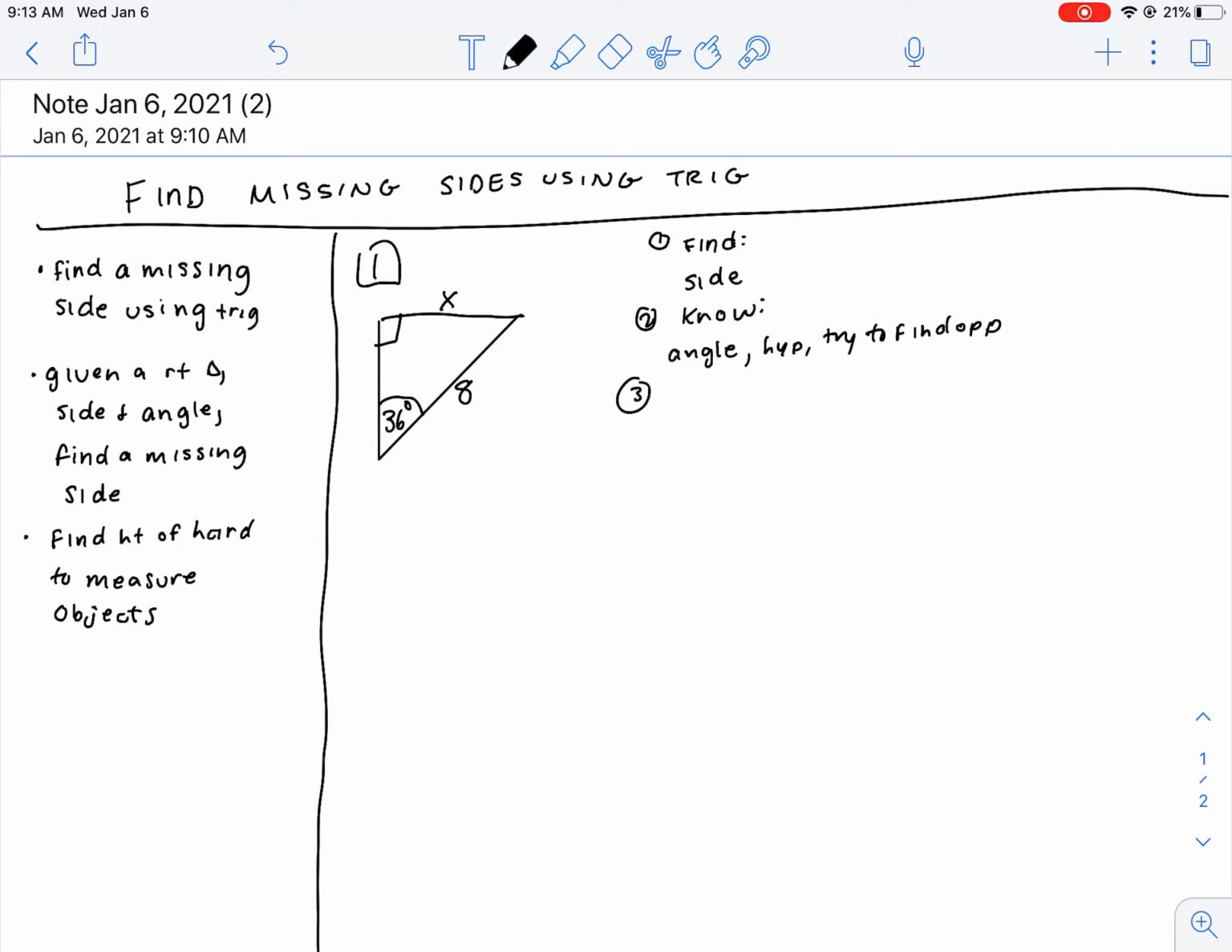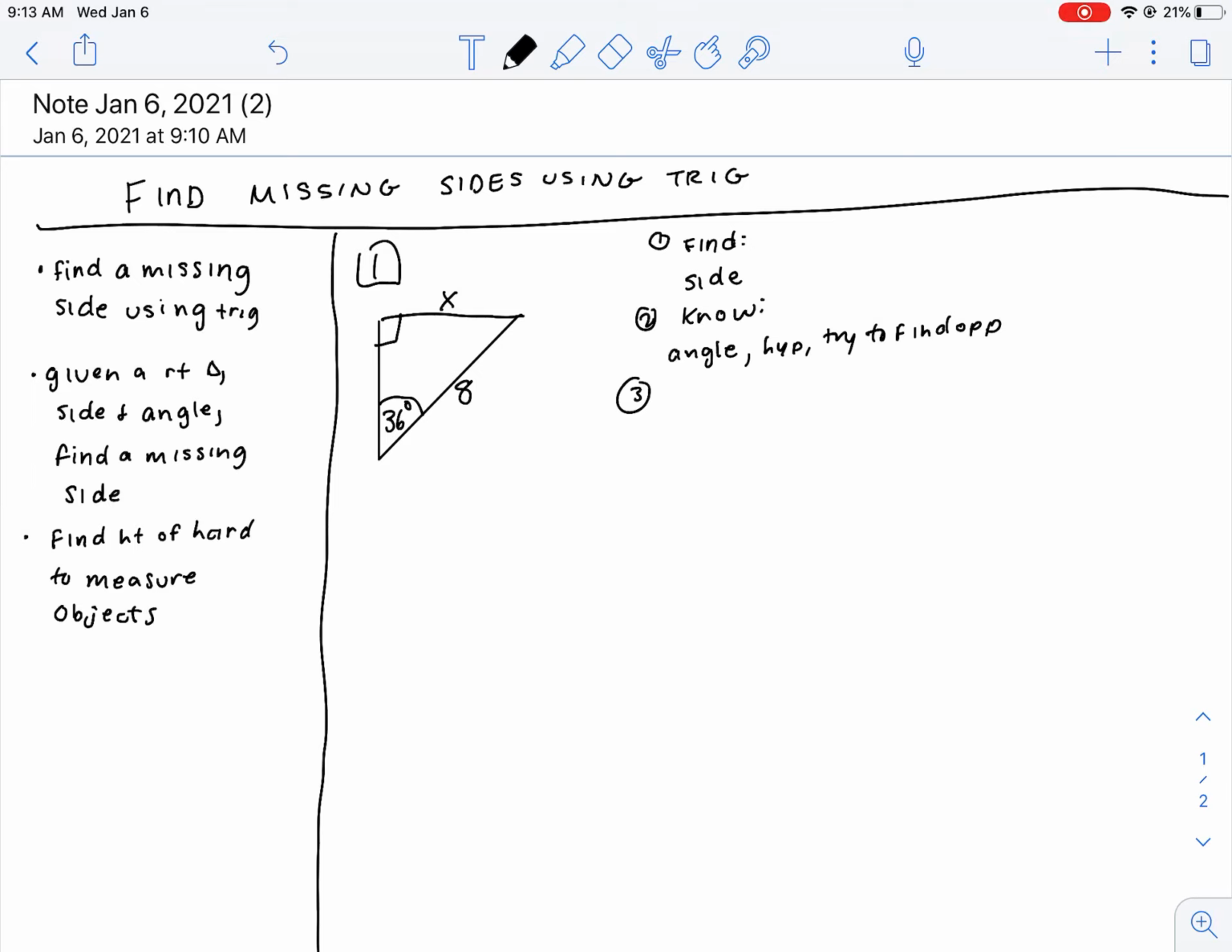So given a right triangle and a side and an angle, you're going to be able to find a missing side for that triangle. And like I said, the big idea, it helps us find the height of hard to measure objects. So let's get started. Look at the picture number 1.